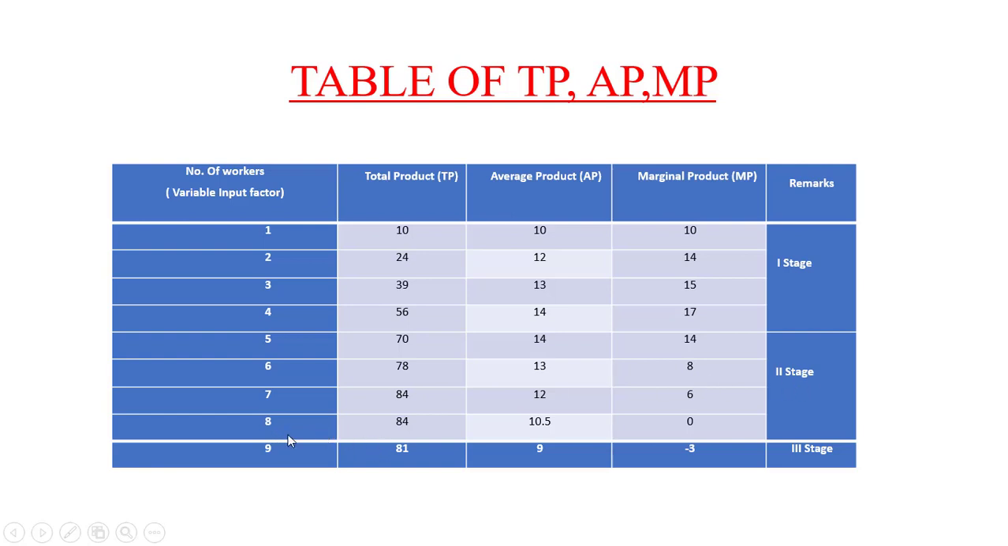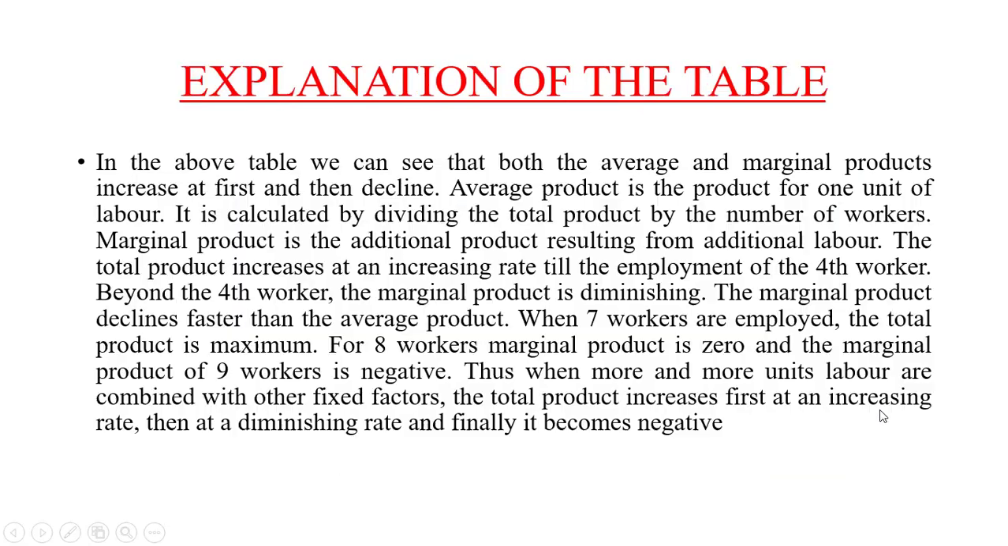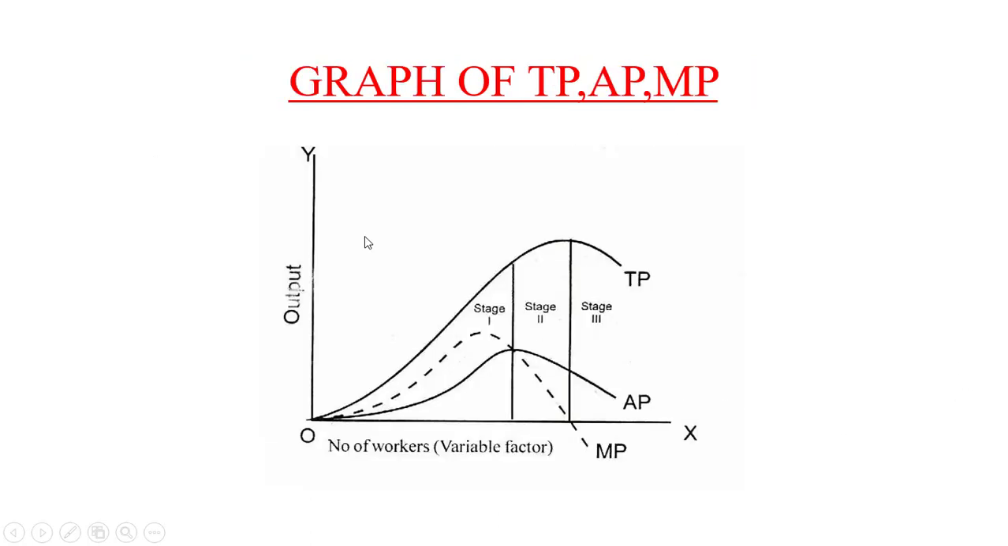And when the total product decreases, then the average product also decreases and marginal product becomes negative. When the marginal product becomes negative, it becomes the third stage. So let's see what diagram it shows. Now this is just the explanation of the table. Now you can see in the graph the relationship between TP, AP and MP.